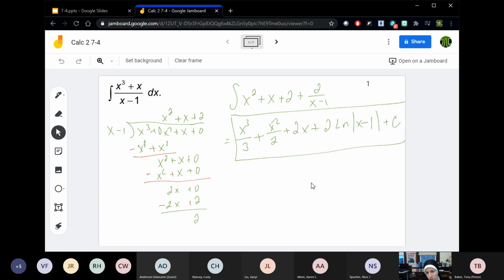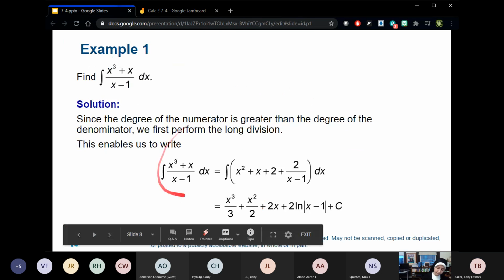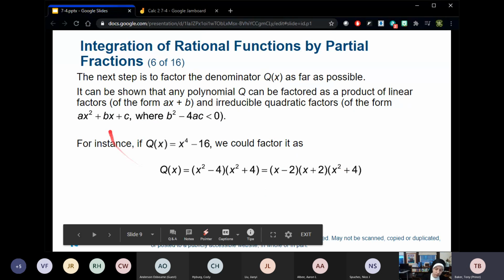As you can see here, this is the example I just did. These notes are all in line, so you can easily pull these down.